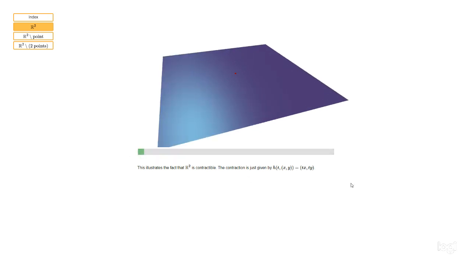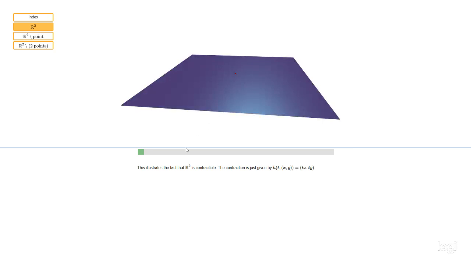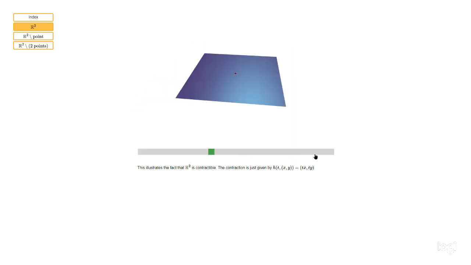If we take t equals 1, this picture here represents time 1. h(1, x, y) is just equal to (x, y), so h1 is just the identity. Then this end of the scale represents t approaching 0. As t goes to 0, you get h0(x, y) is just the origin (0, 0).